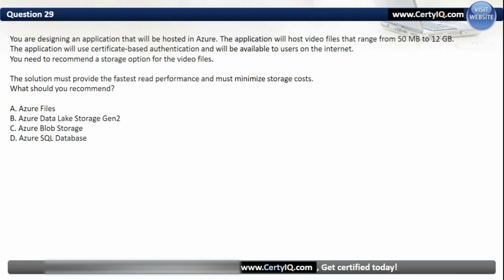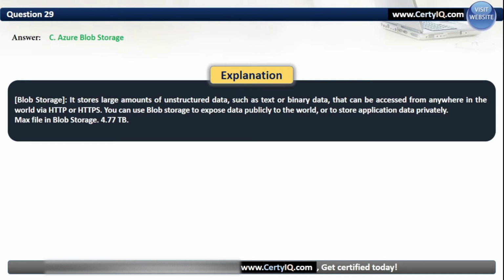The correct option is C. Azure Blob Storage. It stores large amounts of unstructured data, such as text or binary data, that can be accessed from anywhere in the world via HTTP or HTTPS. You can use blob storage to expose data publicly to the world or to store application data privately. Max file size in blob storage is 4.77 TB.